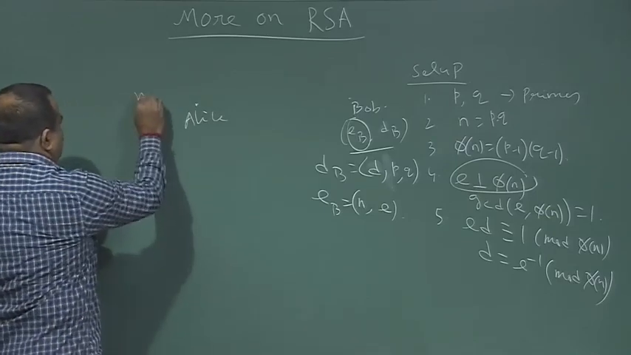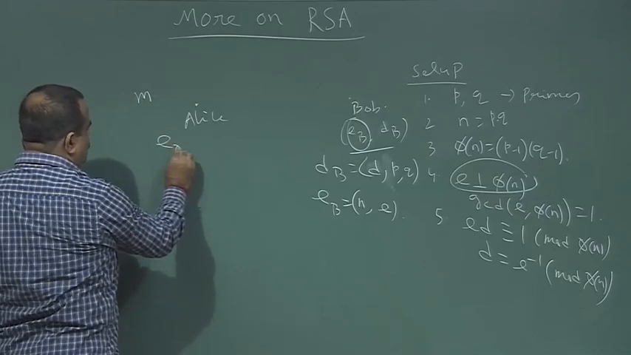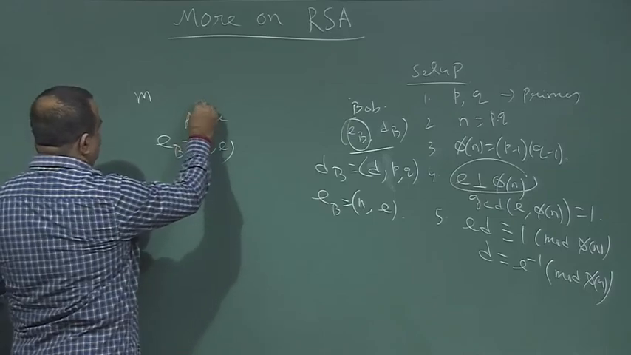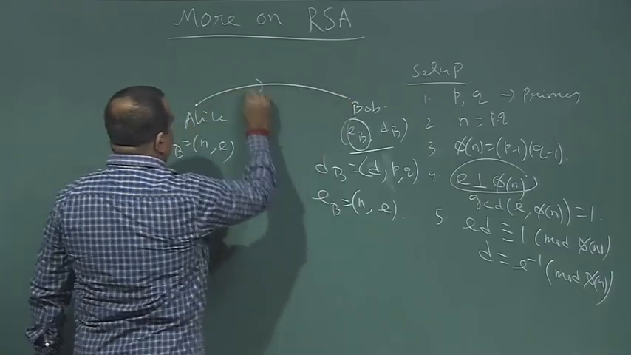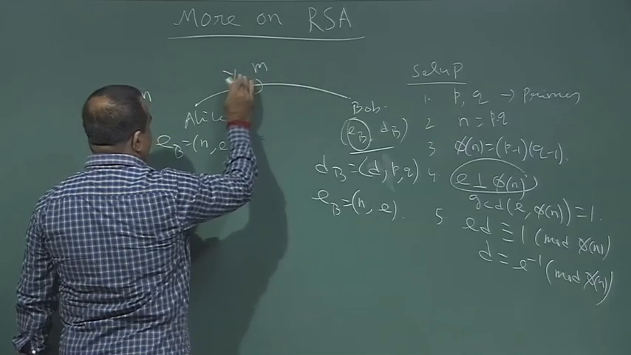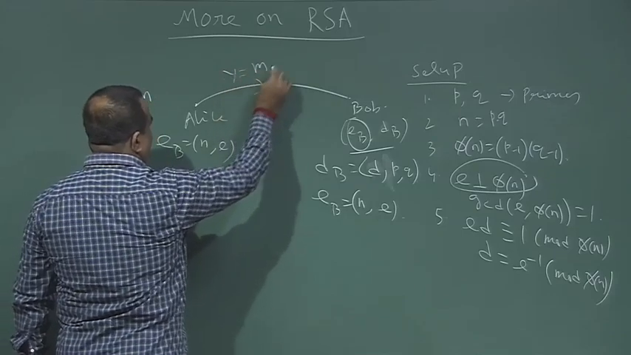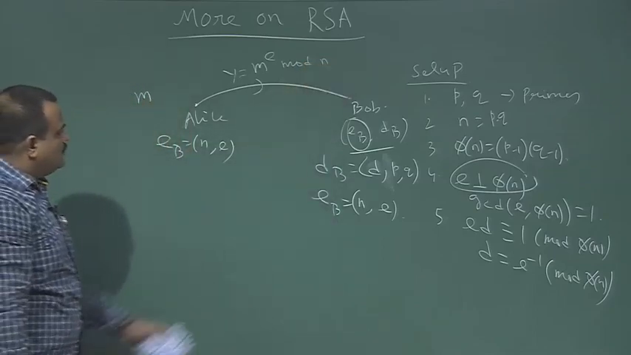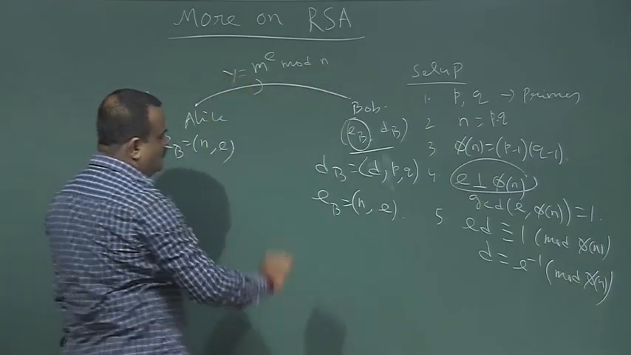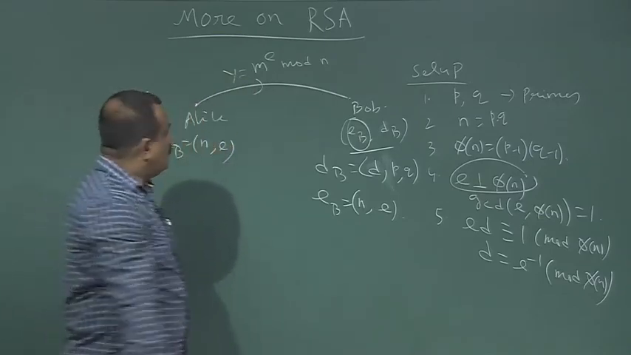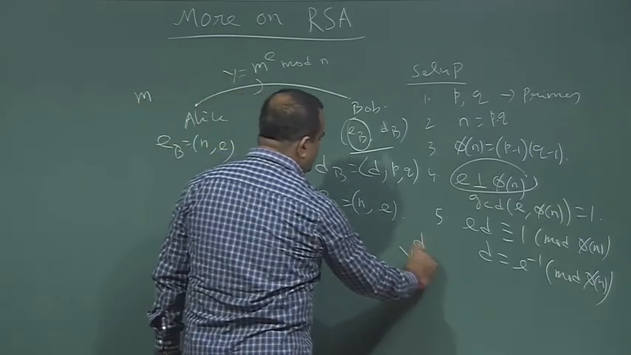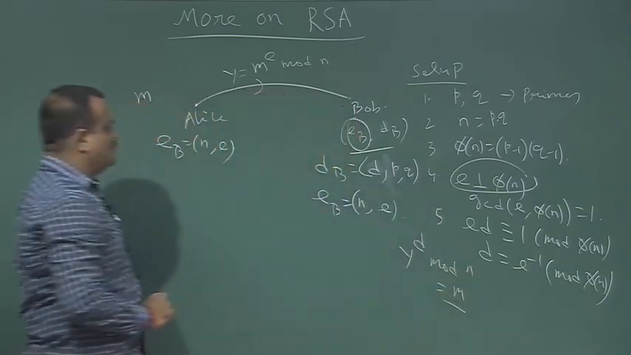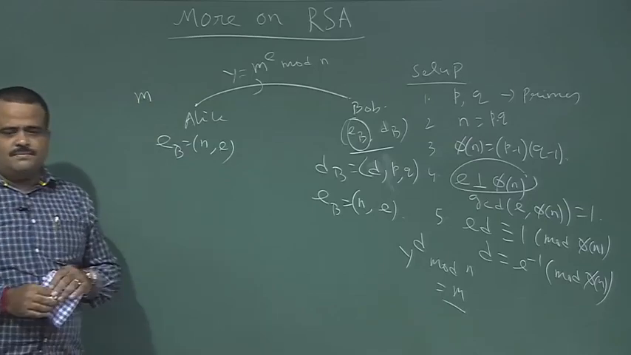Suppose Alice wants to send a message to Bob. Alice will receive Bob's public key. Now Alice computes m to the power E mod n, which is the ciphertext. This is the encryption. For decryption, Bob computes y to the power D mod n. This will give us m. Yes, we have seen the correctness. So this is the RSA crypto system.